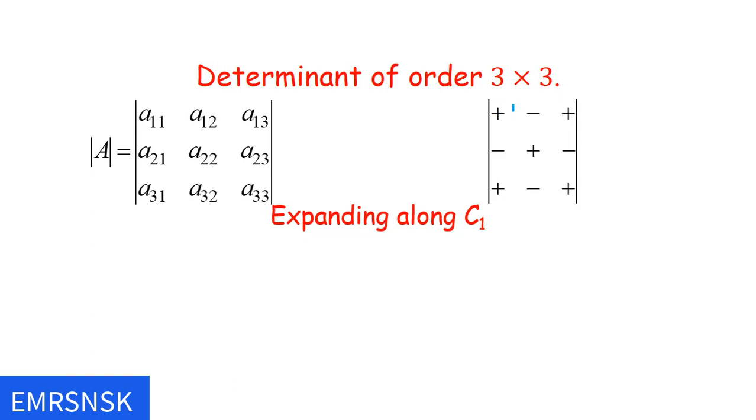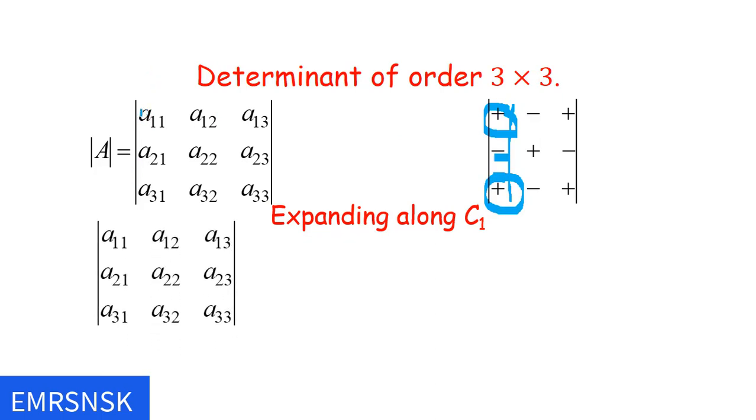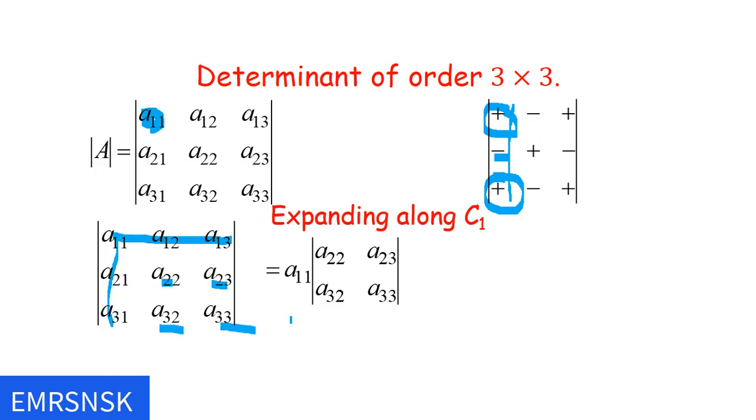Now if you see C1, the first column, what are the sign conventions? Plus, minus and plus. So first this element will be plus A11, and afterwards you will eliminate first row and first column. So this will be plus A11, and you are left with the determinant A22, A23, A32 and A33.